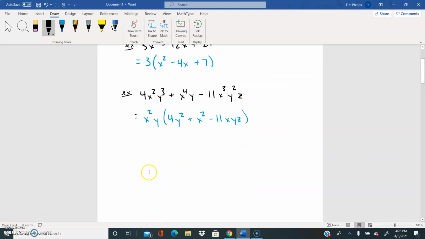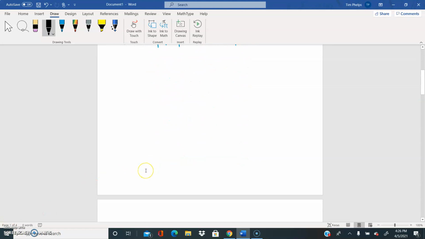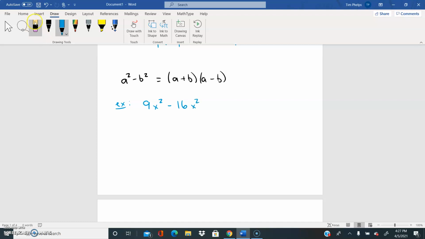So I'm going to switch gears here to special products. There's 3 common special products. The first one is difference of 2 squares. If I have 2 terms that are both squared and subtracted, it factors to a plus b times a minus b. An example of this could be something like 9x squared minus 16y squared.